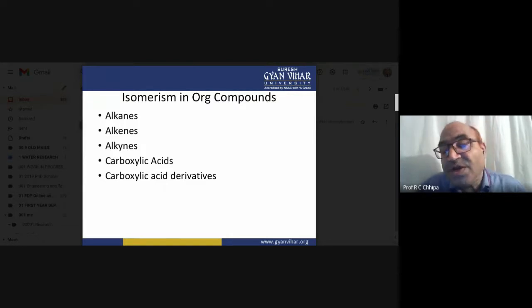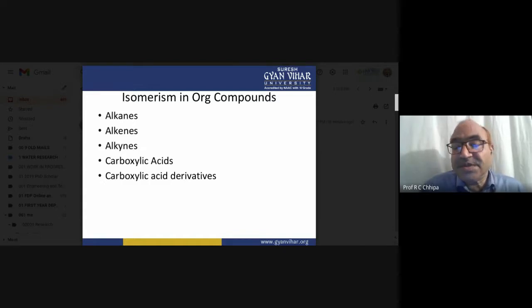Here, stereoisomerism is also exhibited, that is the geometrical isomerism, of cis and trans isomerism, so that is also present in alkenes. Alkenes are the compounds having a carbon double bond. And in the case of alkynes, the alkyne itself is known as acetylene and its derivatives. There is a carbon triple bond, and those are the acetylenes.